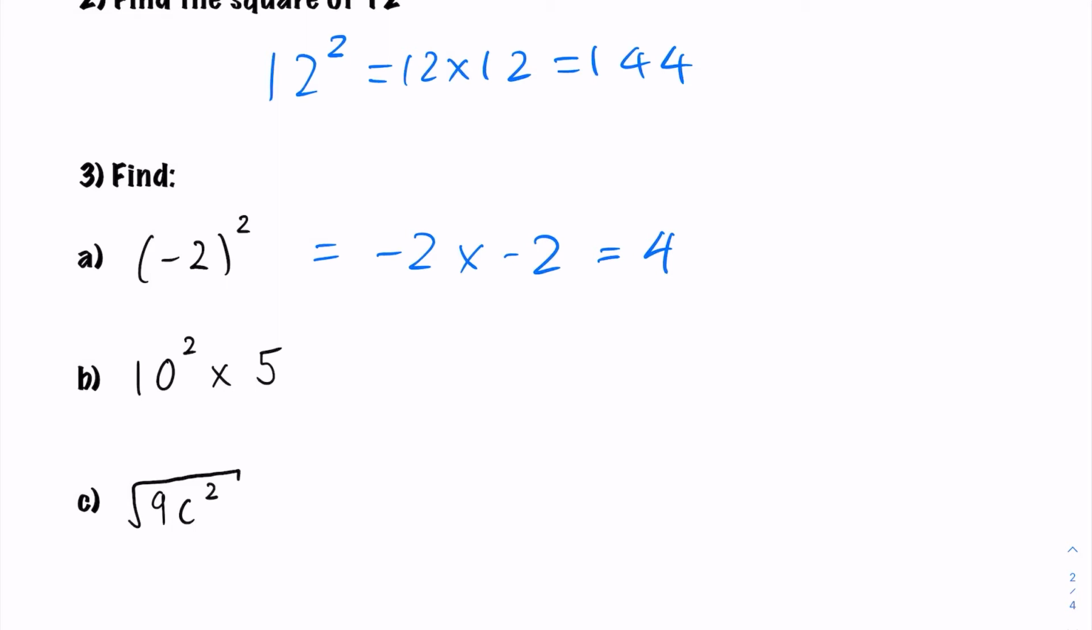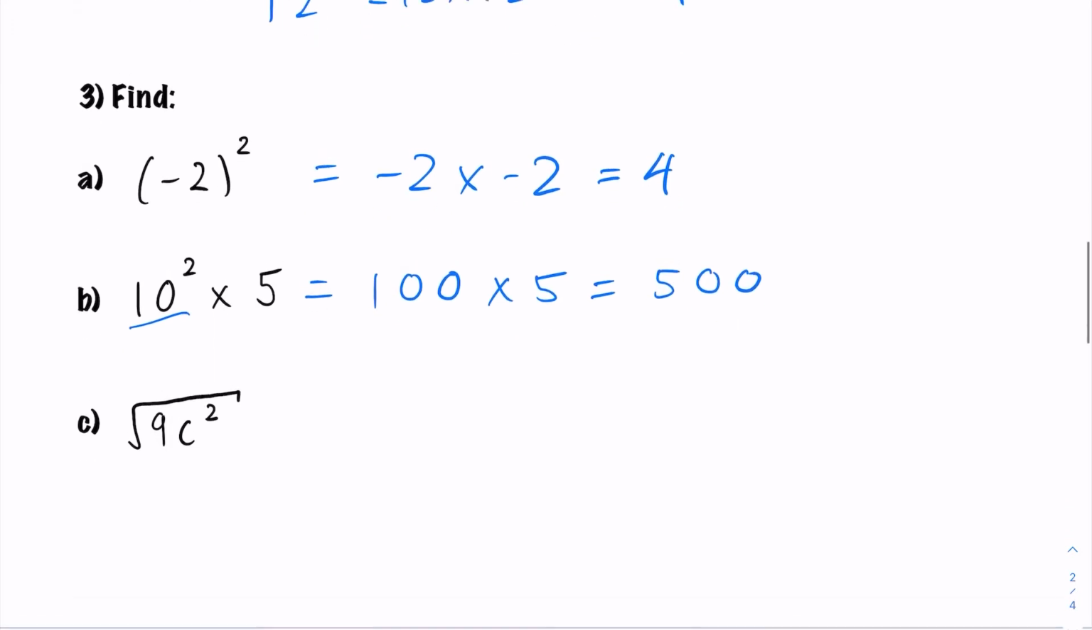Part B, 10 squared times 5. Well, 10 squared, using BIDMAS, we're going to have to focus on that first. 10 squared is just 100 times by 5. Which is equal to, well, 100 times 5 is 500.